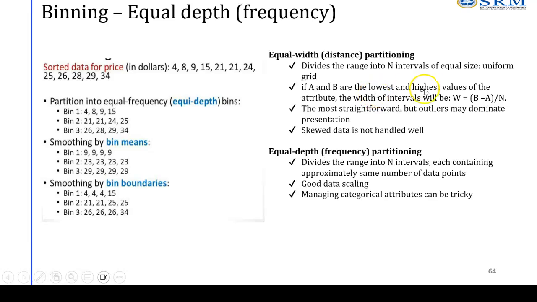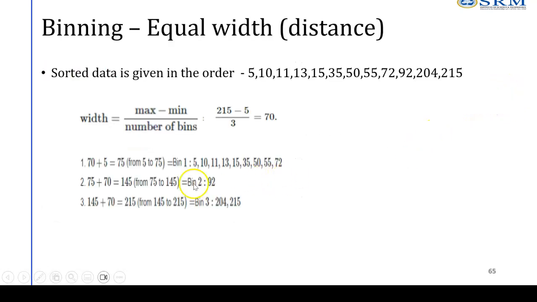With the lowest and highest values of the attribute, the width of the interval will be B minus A, that is maximum minus minimum. A is the lowest and B is the highest. So maximum, the highest, minus minimum, divided by the number of elements, total number of elements. That is what they have given here. You can check it here.